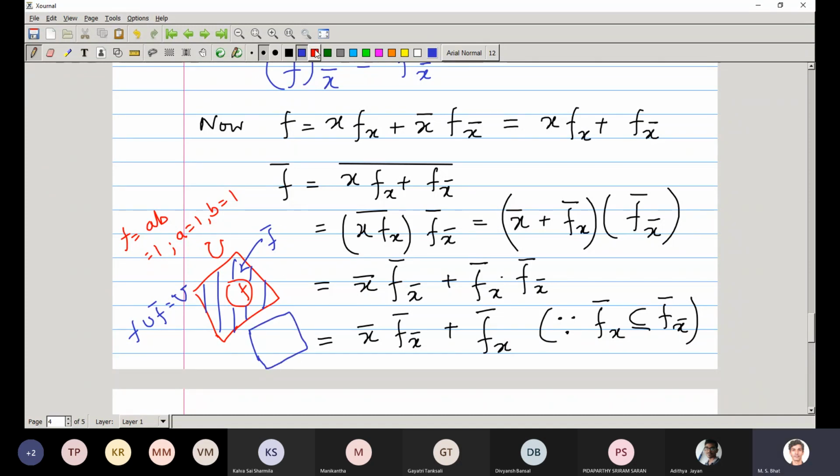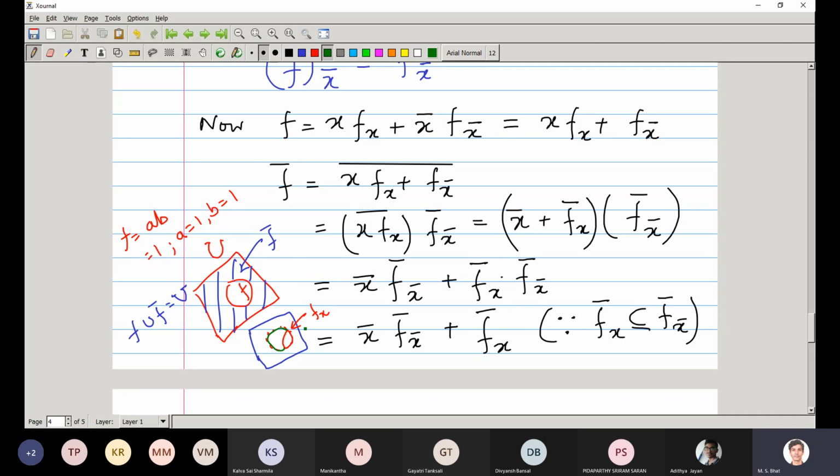So if I were to do that, it will be something like this. This is my f, and maybe this is fx, and this may be fx bar, another remaining part. Maybe it may have overlapping also.